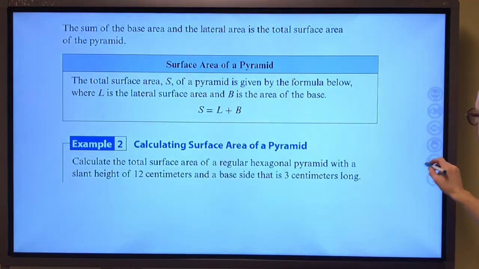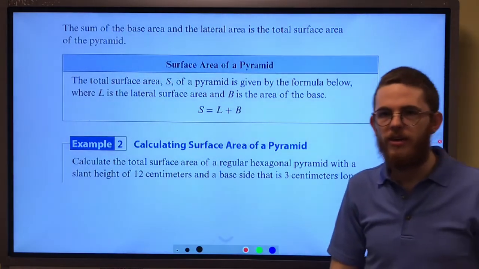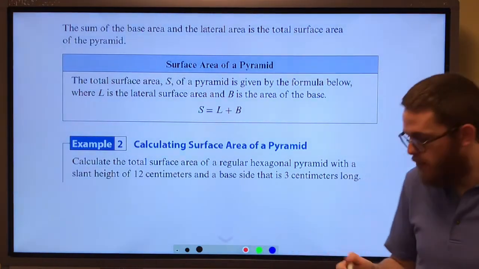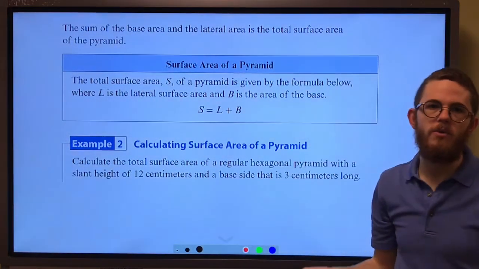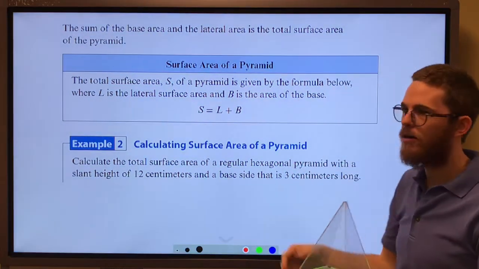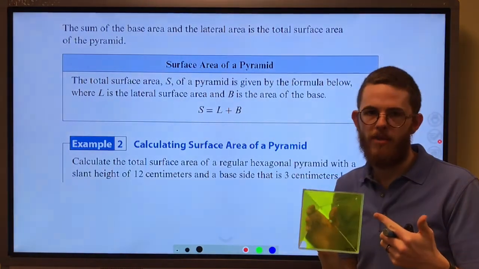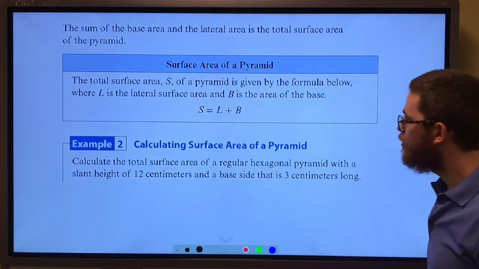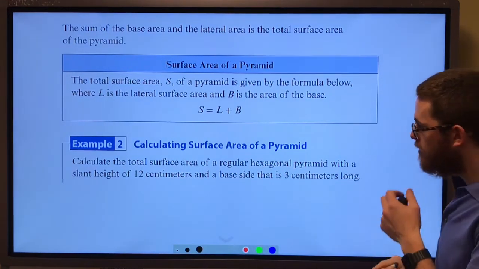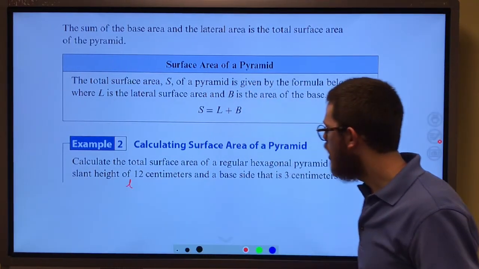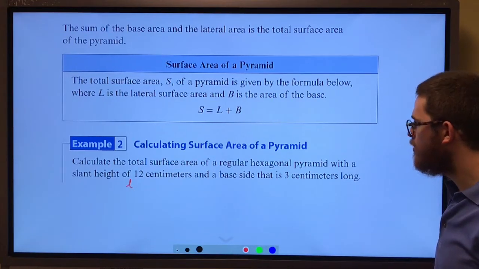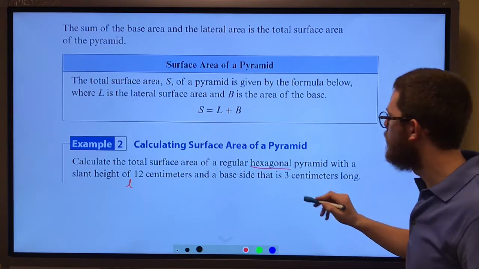The surface area, just like on all of the solids we've looked at so far, is going to be the lateral area plus the base. With a cylinder and with a prism, we had 2 bases, and with a pyramid, we just have 1. So you find the lateral area, add it to the area of that base. Great. So here it says calculate the total surface area of a regular hexagonal pyramid. Slant height of 12 centimeters, a base that has a side that is 3 centimeters long. So it's a hexagonal pyramid.